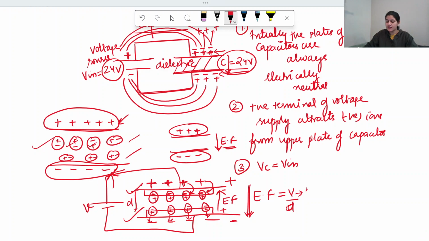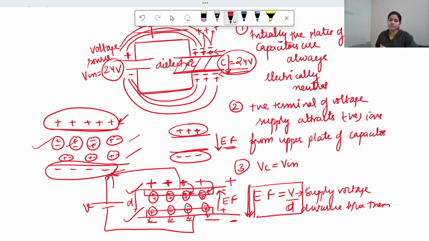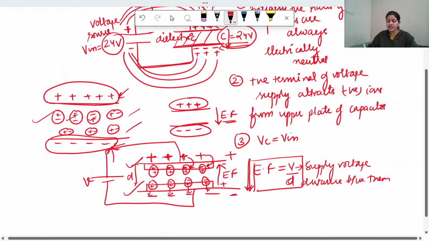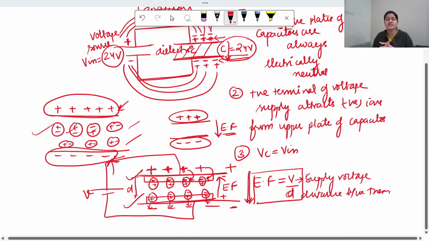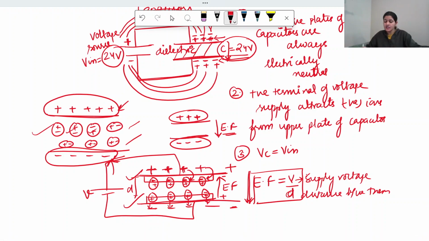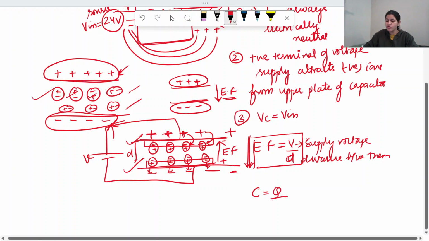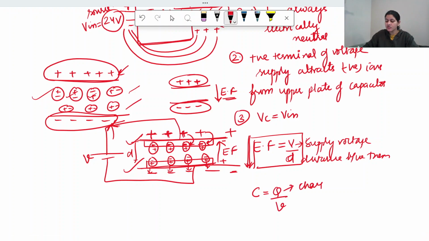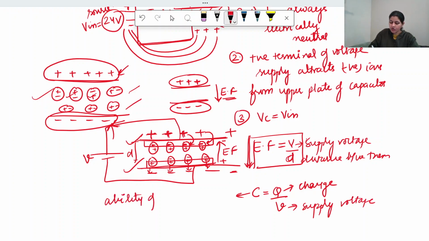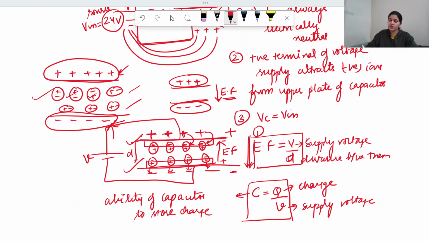So this is the supply voltage and this is the distance between them, right? This is your first formula, remember this. The second formula is the capacity of this capacitor, like how much capacity it has to accumulate charges. So that capacity C is equal to Q by V, where Q is charge and V is again the supply voltage. This is the ability of a capacitor to store charge. This is formula number 1, this is formula number 2.